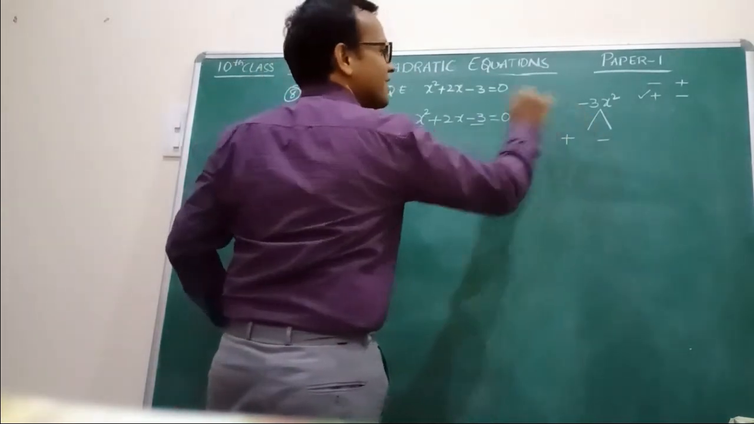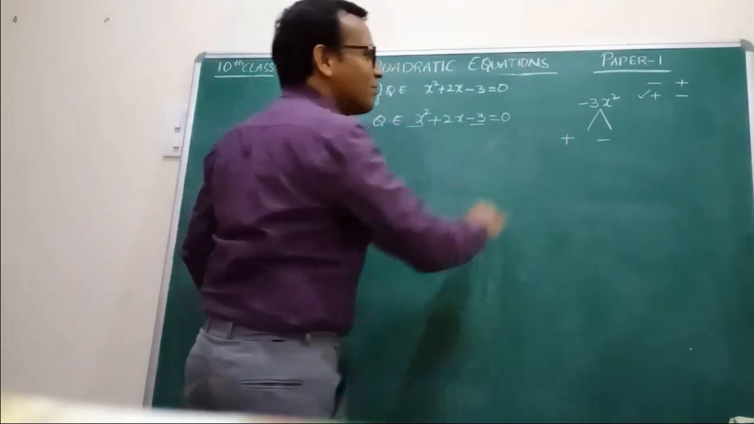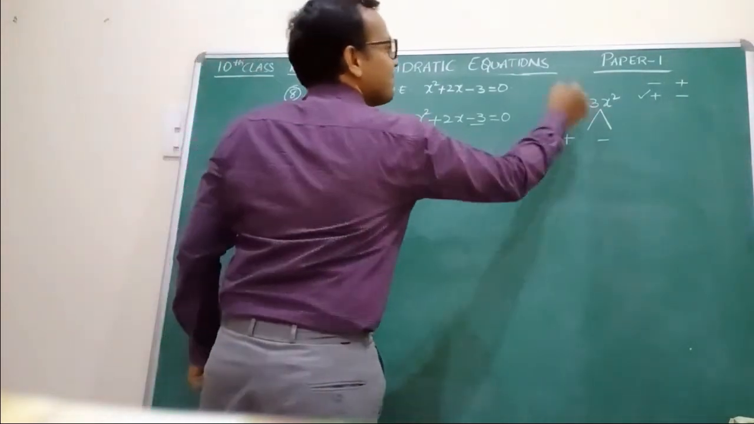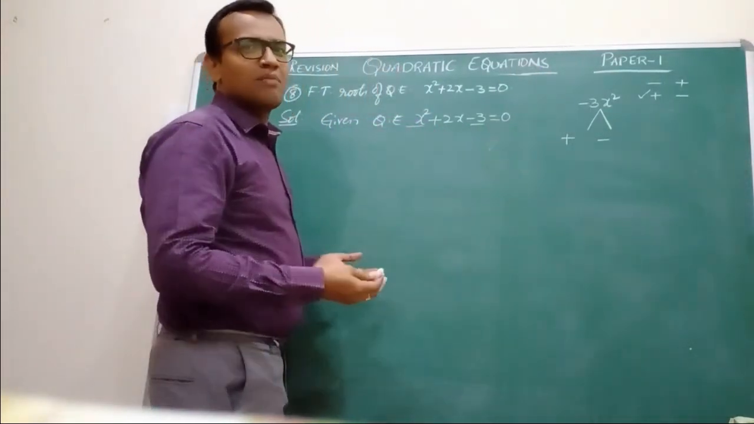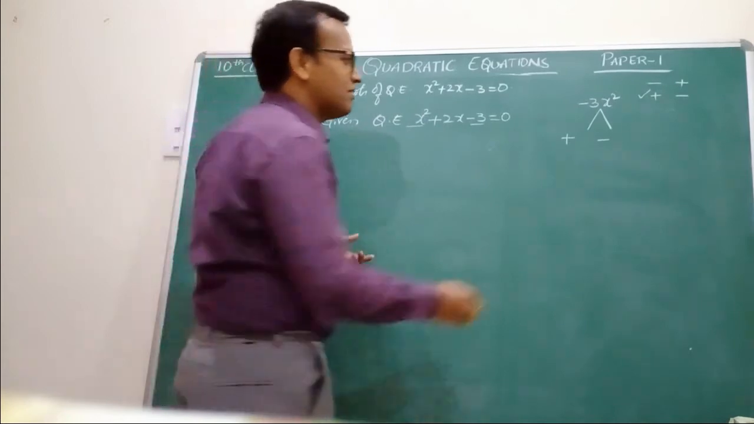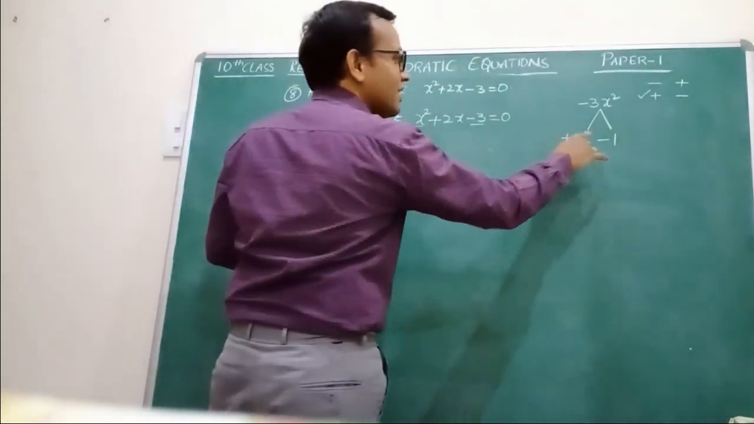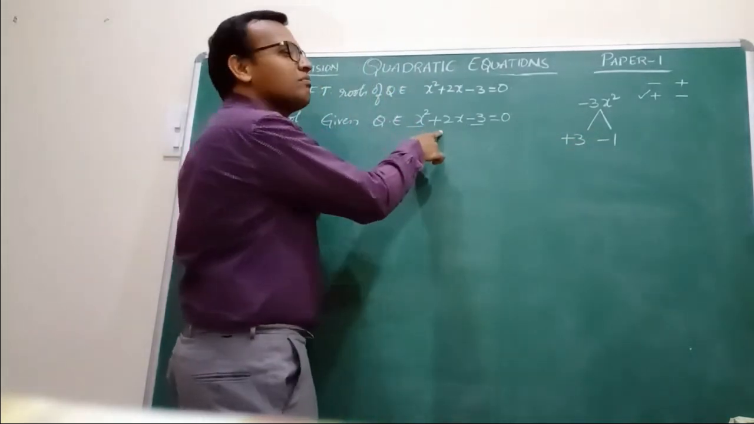Plus into minus is minus. Why did I write plus in the beginning? Because the middle term has got plus. Next, factors for 3. Simple, it's a prime number. 3 ones are 3. That is the only factor left. 3 ones are 3. Plus 3 minus 1 is plus 2.